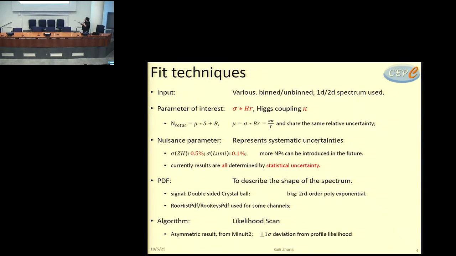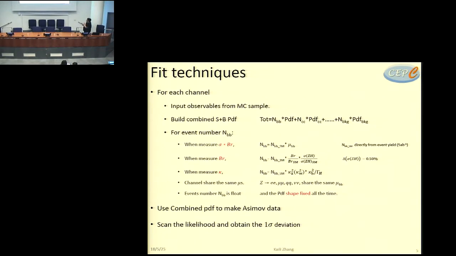Here I will give a brief introduction to the fit techniques, but I will point out the nuisance parameters. Currently, we assume that the cross section uncertainty of the ZH process is 0.5%, and the luminosity uncertainty is 0.1%, but more nuisance parameters can be introduced in the future. Currently, all the results are determined by the statistical uncertainties. For the algorithm, we use the likelihood scan.